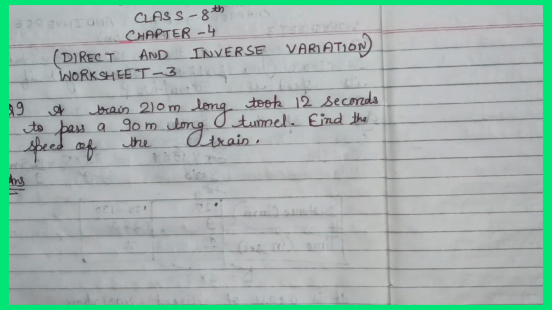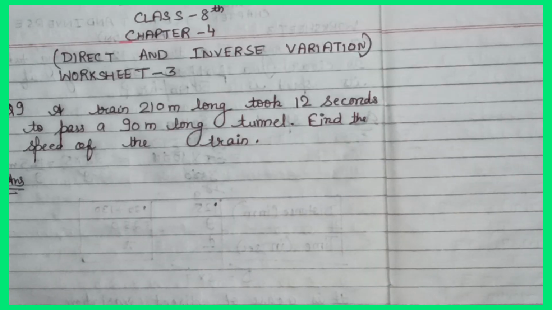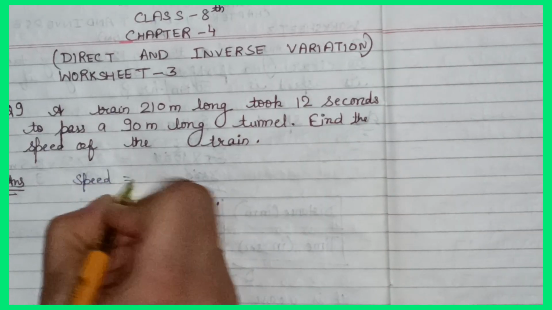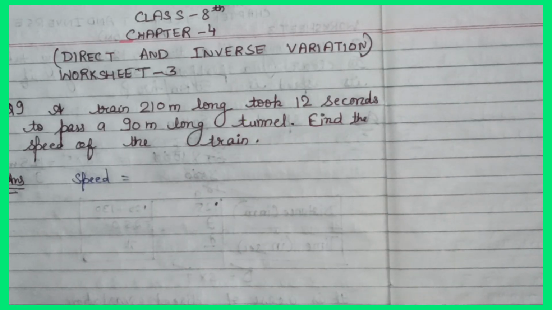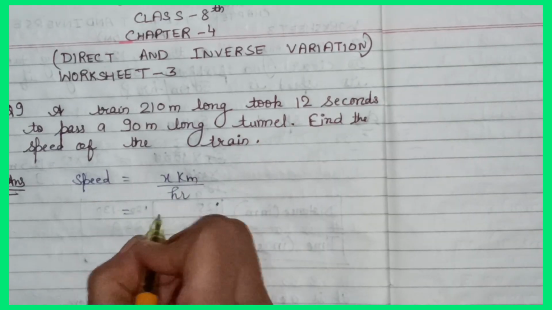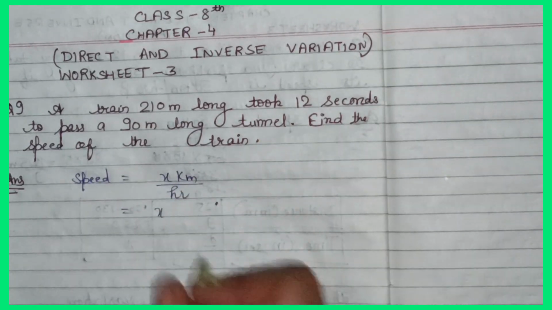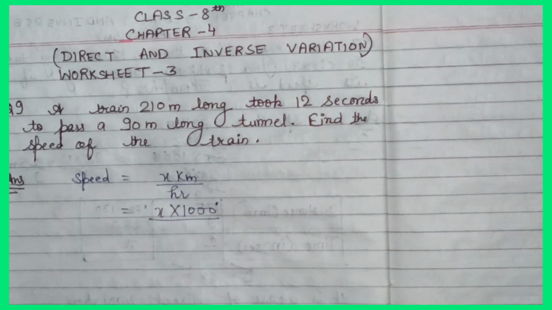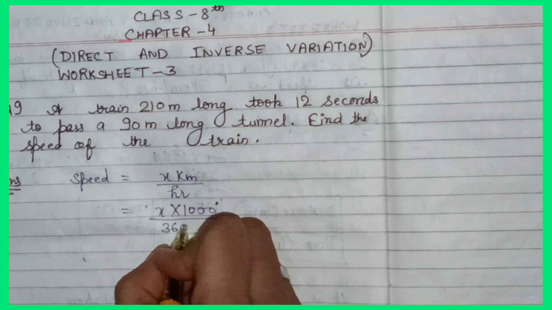In this question we have to find the speed of the train, and it is given that the length of the train is 210 meter and it takes 12 seconds to pass a 90 meter long tunnel. Firstly, we have to find the speed of the train. I write here speed is equal to, let the speed of the train, which is not given in the question, be x kilometer per hour. So x multiplied by, now change kilometer into meter, x multiplied by 1000, and change hour into second. There are 3600 seconds in 1 hour.